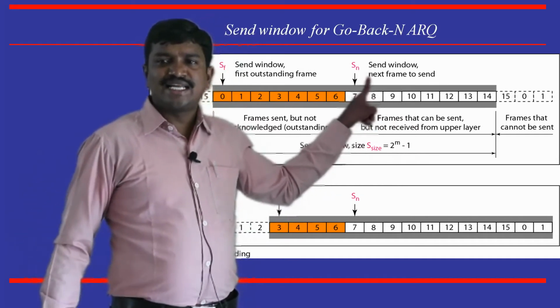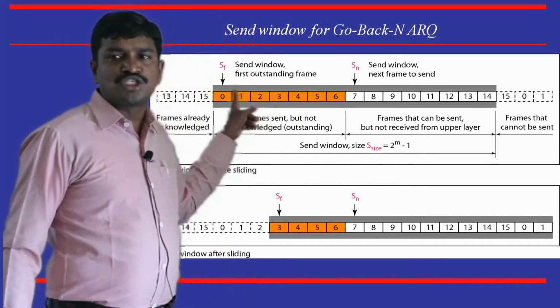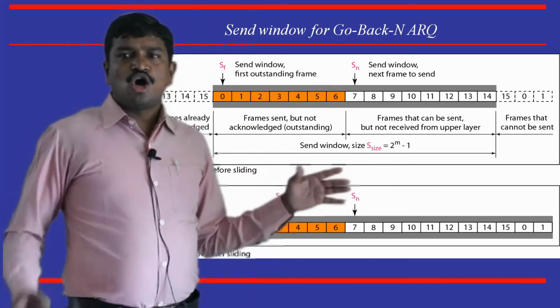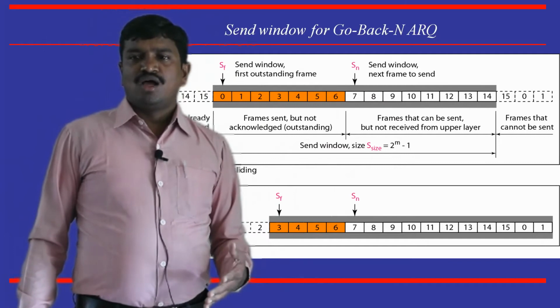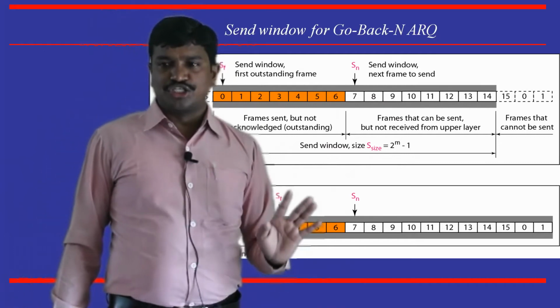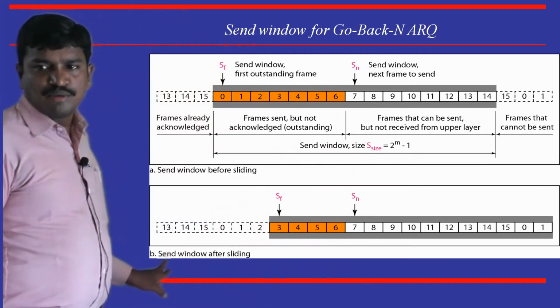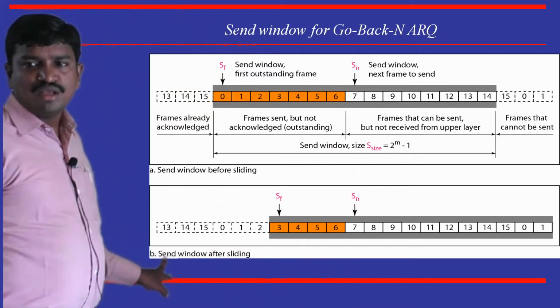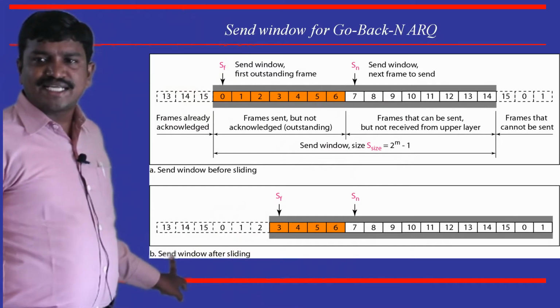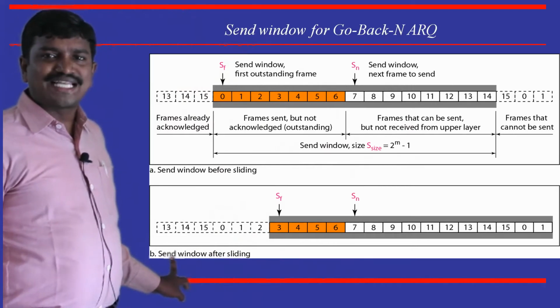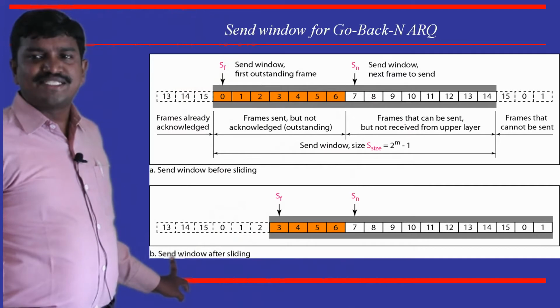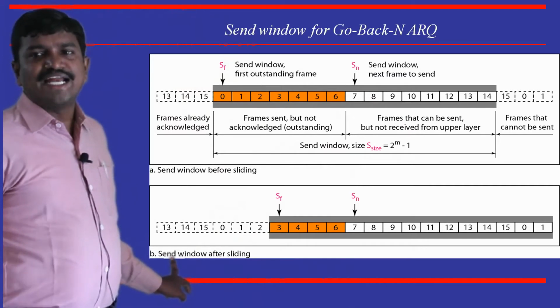Likewise, the control variables Sn and Sf are used to control how many frames are sent, how many frames are yet to be sent, and how many frames are sent and acknowledged. Okay, so if you observe this, every time the sender side window is slid, we call it a sliding window. Every time a frame is sent, the window is slid towards the right.